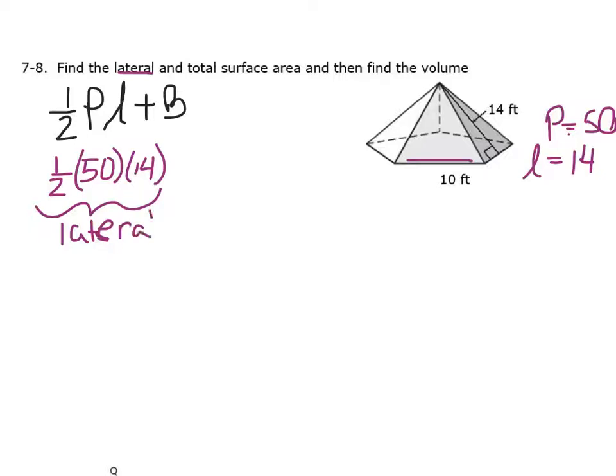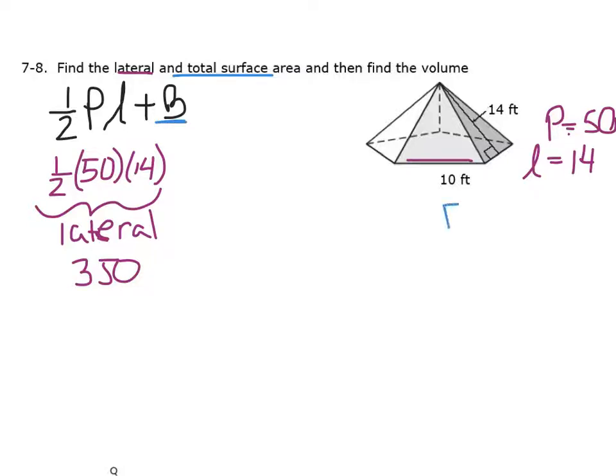And that comes out to half of 50 is 25. 25 times 14 comes out to 350. But then we also need to go back and get the total. So we can find this at the area of the base.